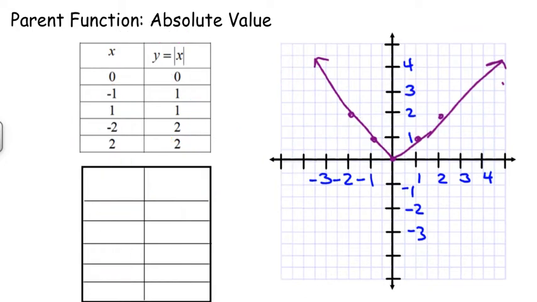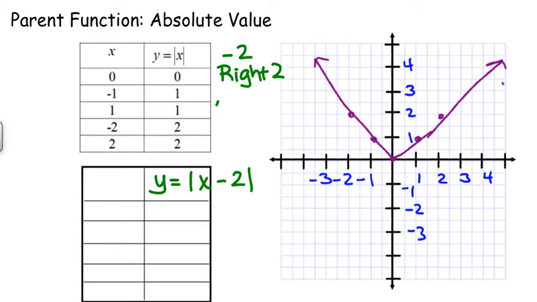All right, same parent function. We've already graphed it for you to save some time. Now let's say y equals the absolute value of x minus 2. So this is a minus, so we're going to have to think opposite. It's a minus 2, so we have to think we're moving right 2 units. So what we have to do is add 2 to all of our x values to move it to the right. Here is our x. We're adding 2 to all of those values.